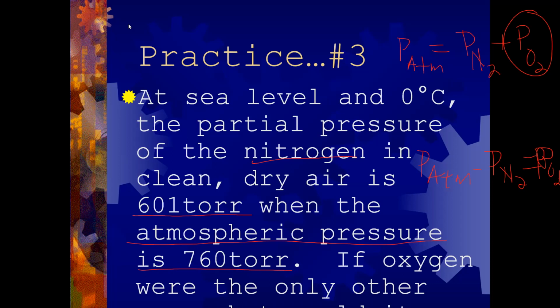So it's 760 minus 601. And that is a total of 159. So PO2 is 159. And this is torr, right? Because that's what they gave us our thing in. I told you there are so many ways to measure gas pressure that you have to be aware of what they're asking you. All right, that one was an easy one.